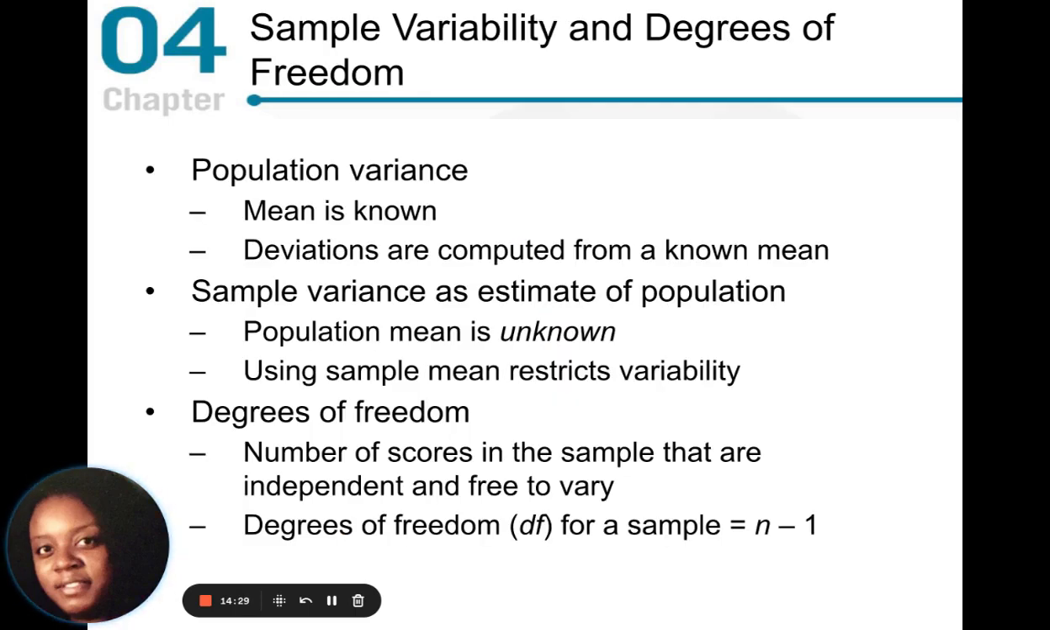Sample variability and degrees of freedom let us know about population variance. And when we have population variance, our mean is known. Deviations are computed from a known mean. We also can have sample variance as an estimate of the population when our population mean is unknown, and we use sample means that restrict variability. When we're looking at degrees of freedom, the number of scores in the sample that are independent and are free to vary will be noted to us. Those degrees of freedom, which are DF, for a sample is usually n minus 1.